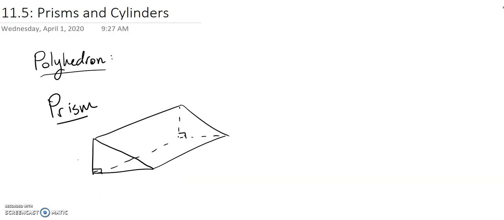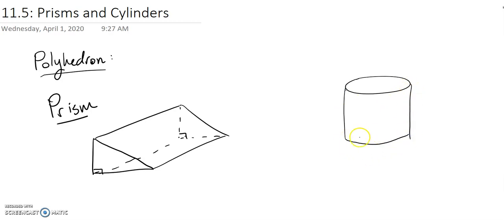Now we name a prism based off of the shape of the base. So in the case of this example, my base is a triangle, so this would be a triangular prism. If the base was a rectangle, it would be a rectangular prism, or a hexagon would be a hexagonal prism. Now when the base becomes a circle, our definition breaks down, because circles are not polygons, they can't be part of a polyhedron classification. So this object instead is called a cylinder.